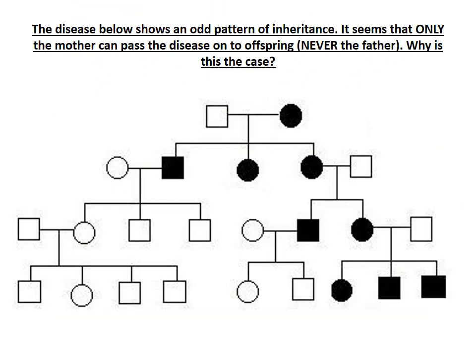So here we have an interesting pattern of inheritance. It's a little different than what you're used to seeing. I want you to pay close attention. Here we have a mother and father. Father has a disease, no kids have it. And it seems to be fine for the rest of the generation.